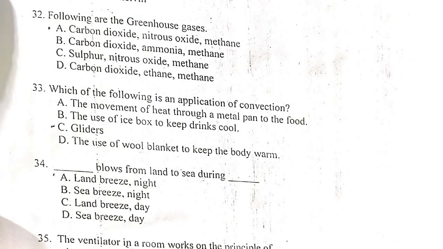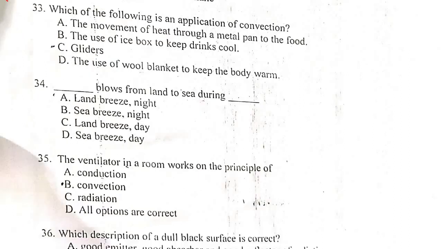Following are the greenhouse gases. Which of the following is an application of convection in which there is a transfer of heat through liquid? So the glider is the correct answer because paragliders and high altitude flying birds use the air convection current to move or to fly without flapping their wings. So convection occurs in gliders. Option C is the right answer.